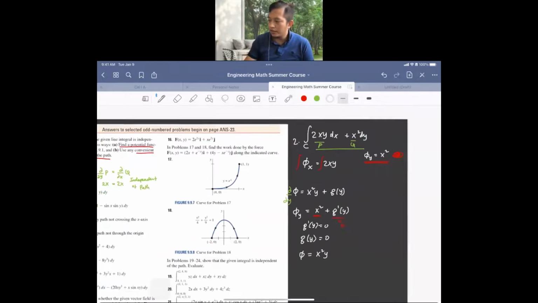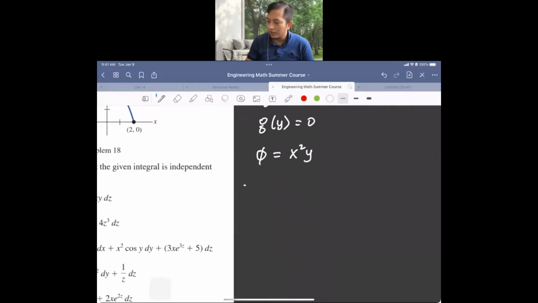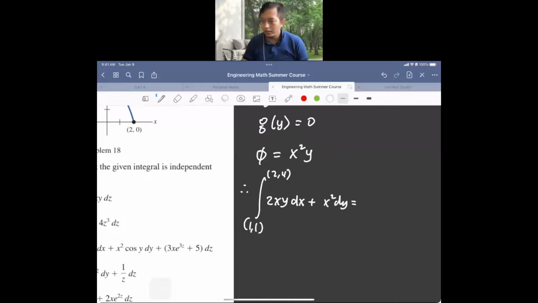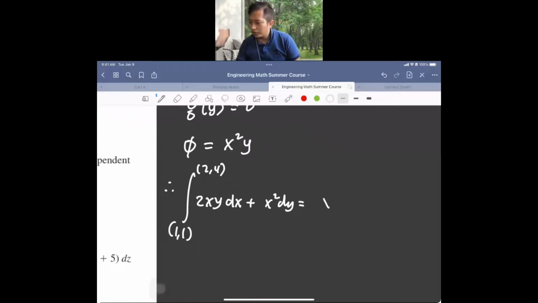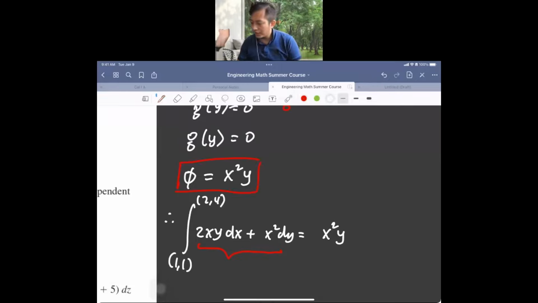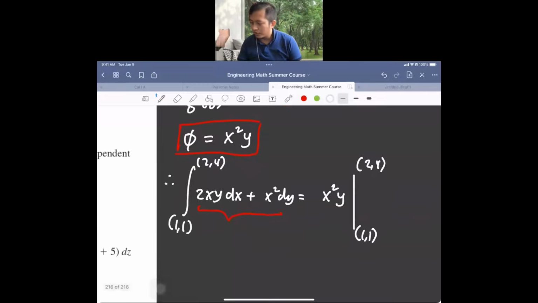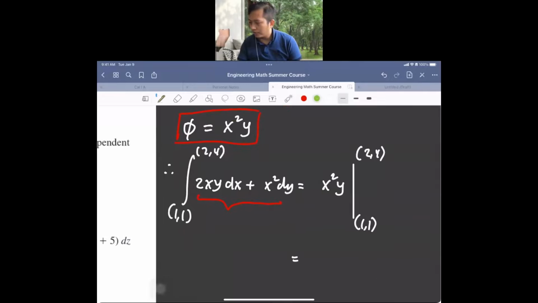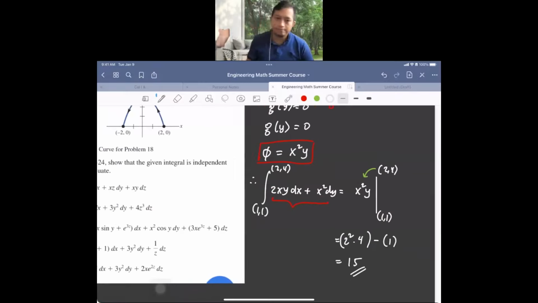And since this is our potential function, then the whole thing from 1, 1 to 2, 4, we could directly take this into x squared y, because it's actually what we did here. The result of this integration is our potential function. So we could just write our potential function and evaluate it at the points defined, 1, 1 and 2, 4. So we plug in 2, 4 first. So 2 squared times 4 minus 1 is 15. Okay.